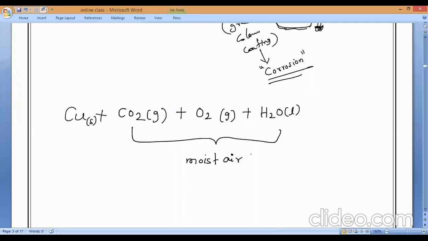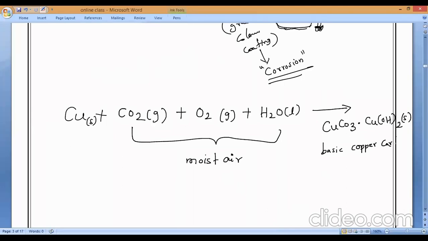Then it will form a compound called basic copper carbonate. After the reaction, we get a product called copper carbonate, CuCO3 dot Cu(OH)2, copper hydroxide, which is in solid state. So the single formula is CuCO3 dot Cu(OH)2. This is what we call basic copper carbonate.